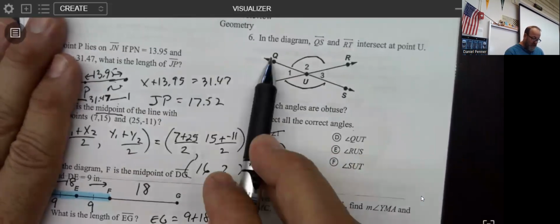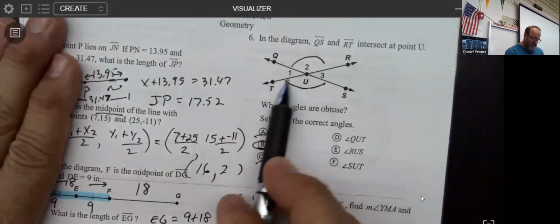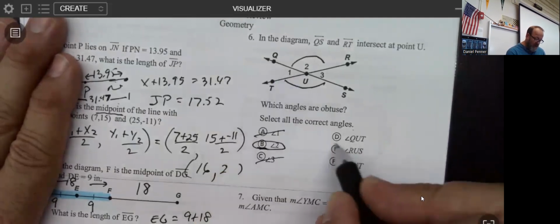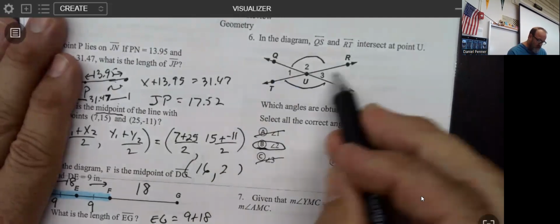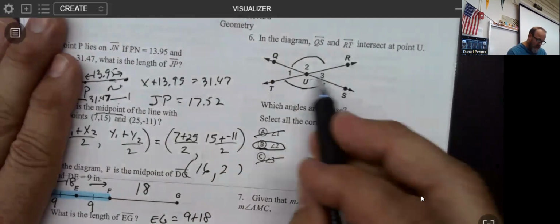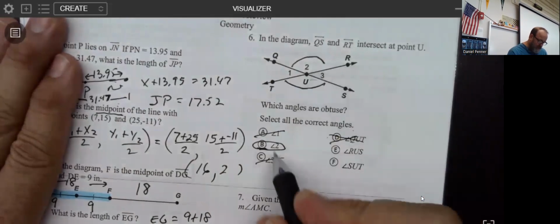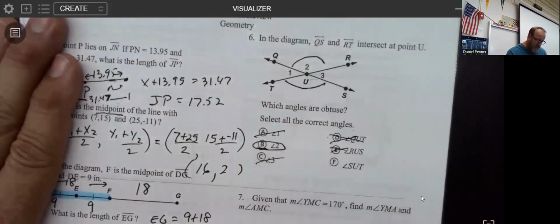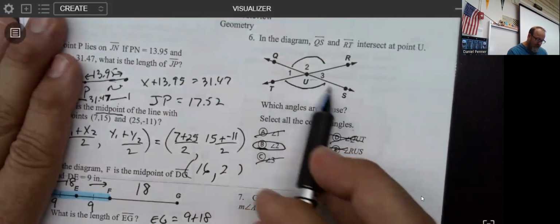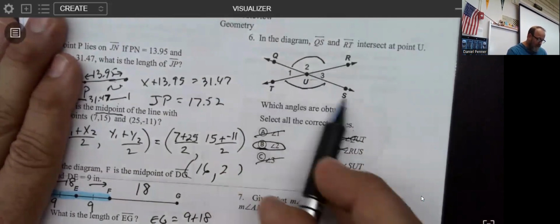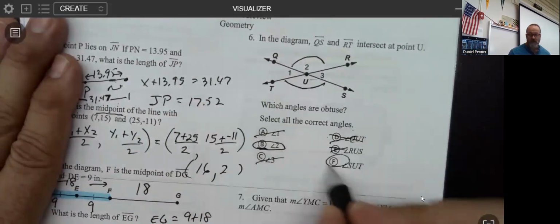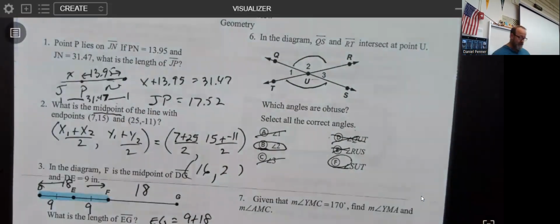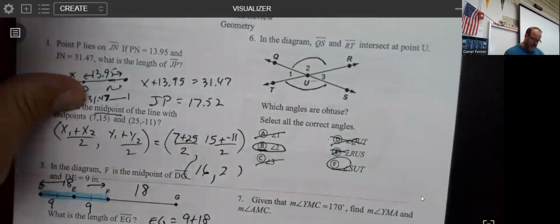But now we have to go through these other ones. QUT is really another way of saying angle 1, which was not true. I have RUS, right here, that's looking like angle 3, which we've already established is not true. But SUT is this one down here. It might have been angle 4 had we named it that way, but we didn't take the time. So SUT would be accurate.